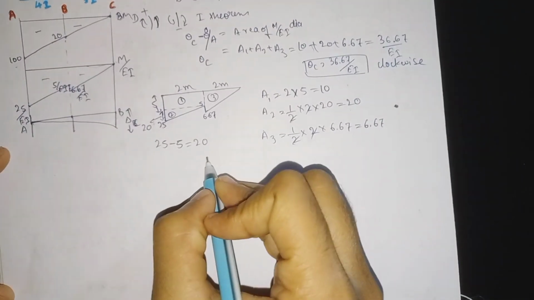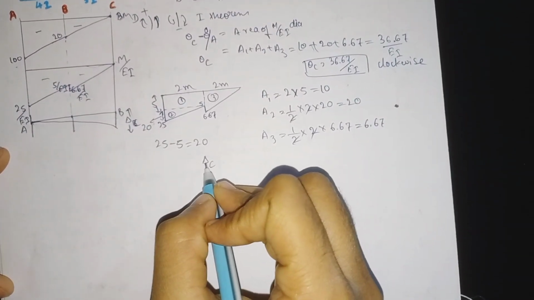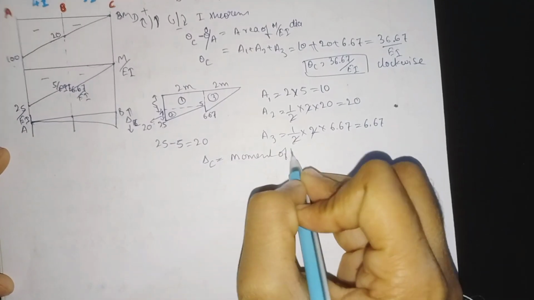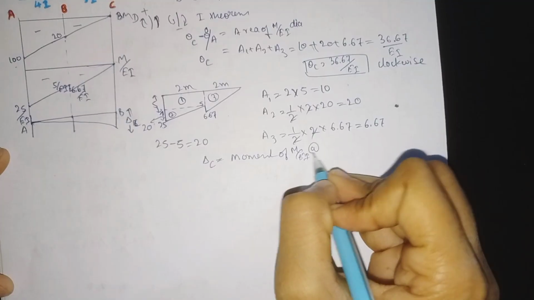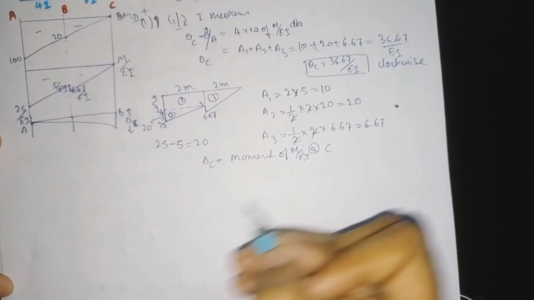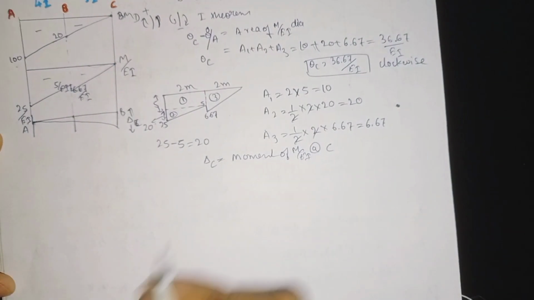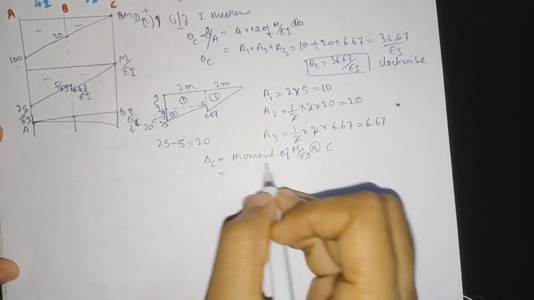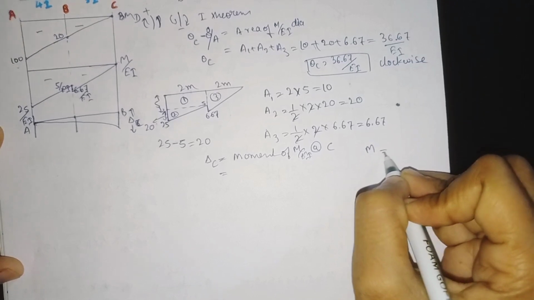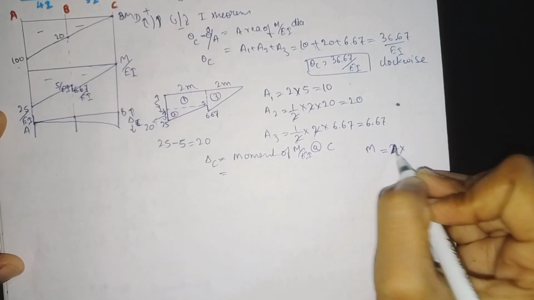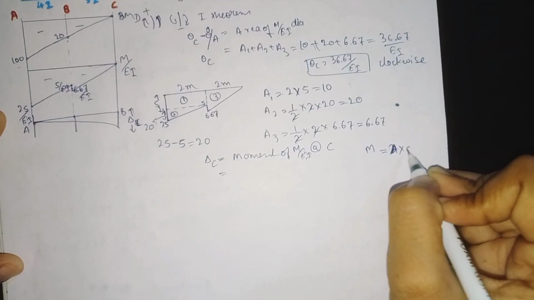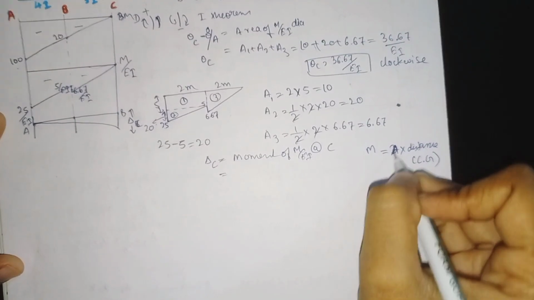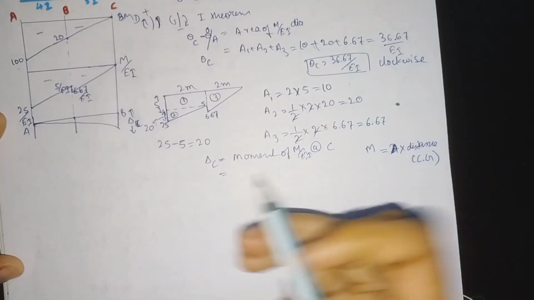Now for that we have the formula: delta C is equal to the moment of M divided by EI at C. We need to find the deflection at point C. For that we have the moment formula, which is area into distance of CG. Area into distance, but we need to take the distance here, the distance of CG, and the areas we have already calculated.